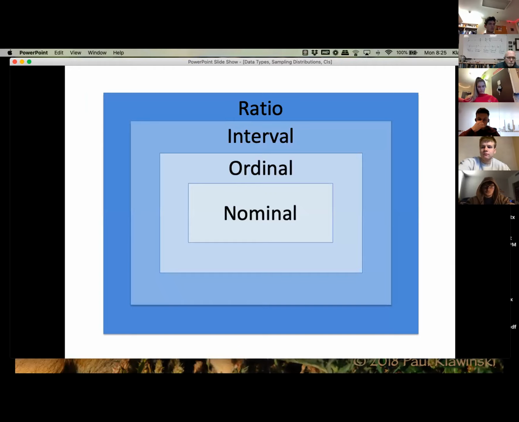Questions about that? How do you feel about Likert data at this point then? You're surrounded by Likert data, by the way. It is everywhere. Opinions?